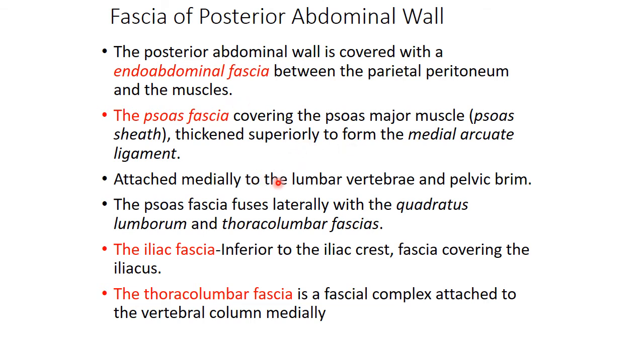Whereas when we trace it medially, it is attached to the lumbar vertebrae and to the pelvic brim. So the psoas fascia is medially attached to the lumbar vertebrae and pelvic brim. The psoas fascia fuses laterally with the quadratus lumborum fascia, and the fascia which we named previously is the thoracolumbar fascia. We'll talk about this in detail in the next 5 minutes. Then the iliac fascia. This is inferior to the iliac crest, and this is the fascia covering the iliacus muscle. Then the thoracolumbar fascia, which is actually a little complex fascia that is attached to the vertebral column medially.